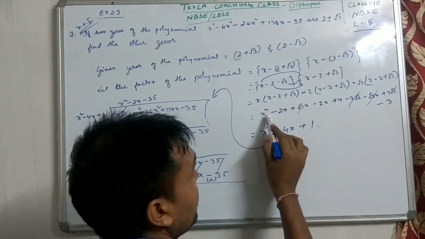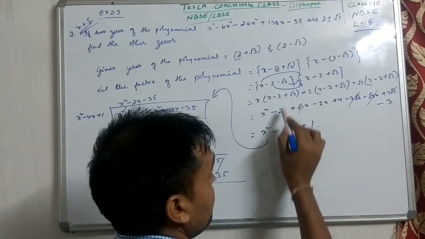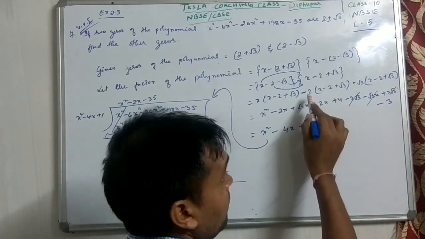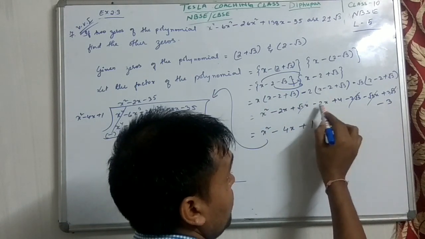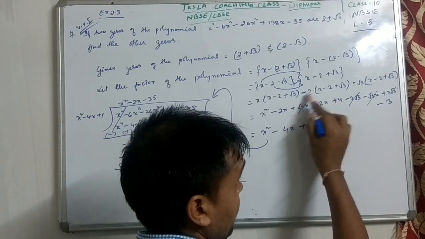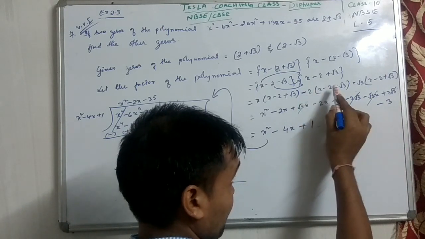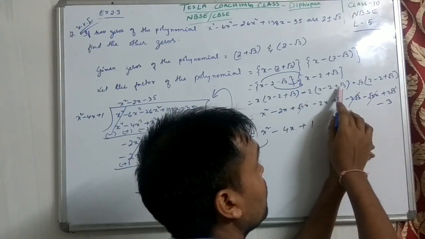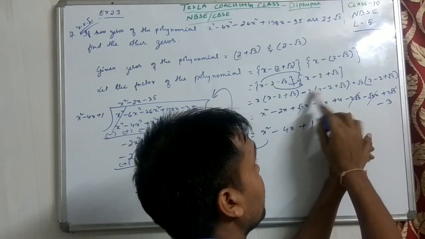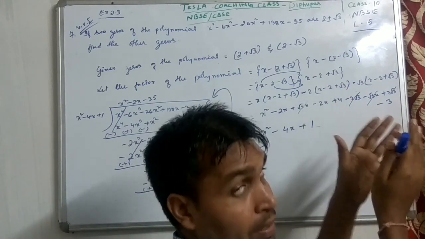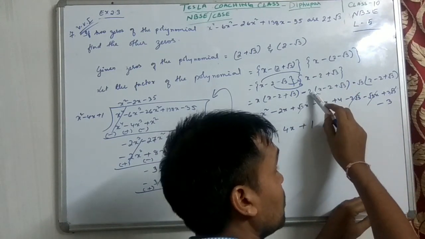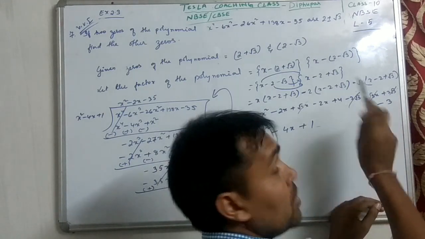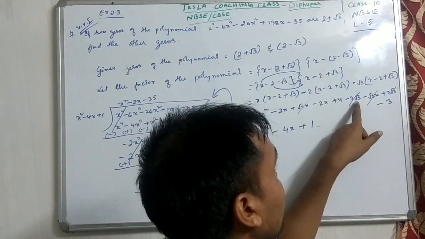So x into x, x square; x into minus 2, it will be minus 2x; x into root 3, it will be root 3x. Minus 2 into x, minus 2x; minus into minus, it will become plus; 2 into 2, how much? 4. Minus into plus, it will be minus, then it is root 3 and this is 2. So both cannot be multiplied, so this 2 will remain outside and root 3. So it will be read as minus 2 root 3.